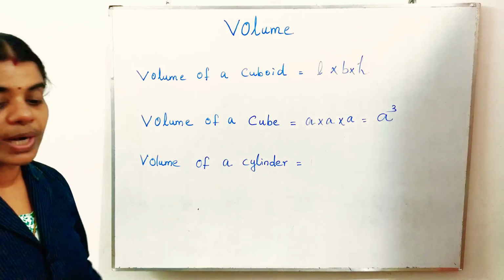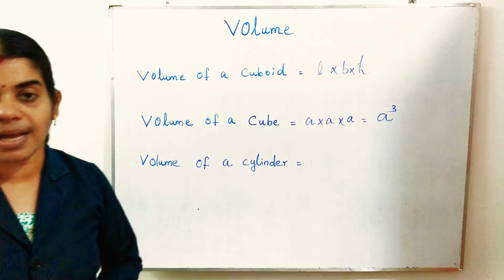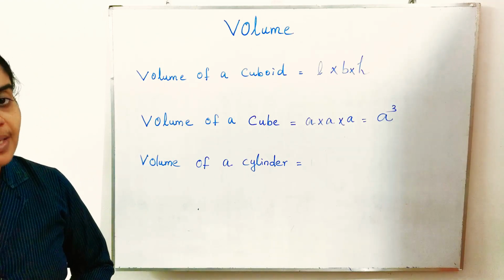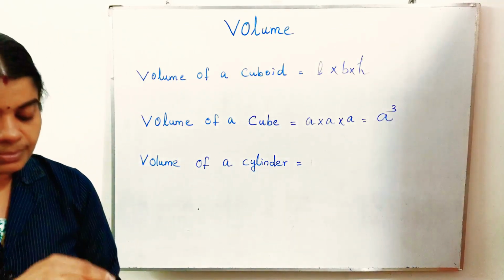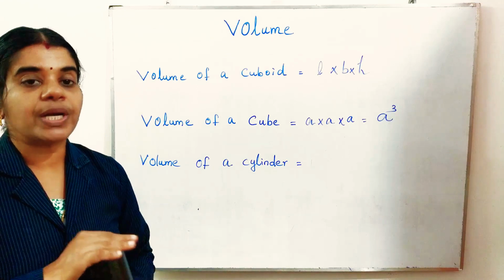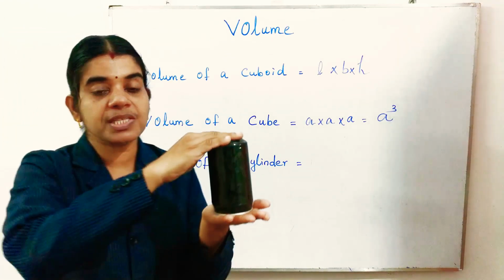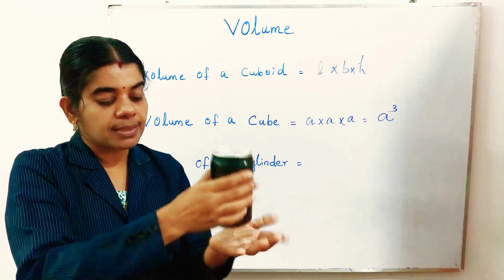Next we are discussing the volume of a cylinder. How much space is needed to occupy a cylinder? How much space is occupied by a cylinder? That we can look at. I am keeping one cylinder here. And I already told you that the volume of any object will be base area into height. I am keeping it this way.